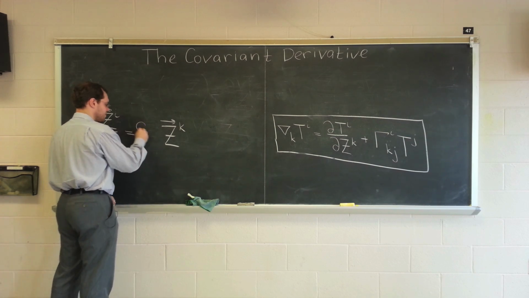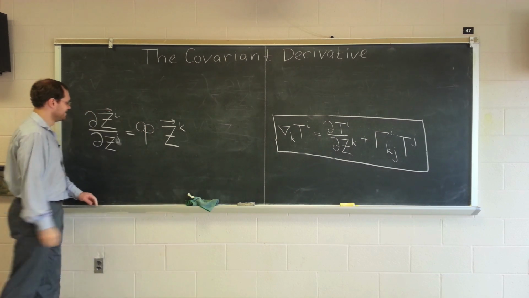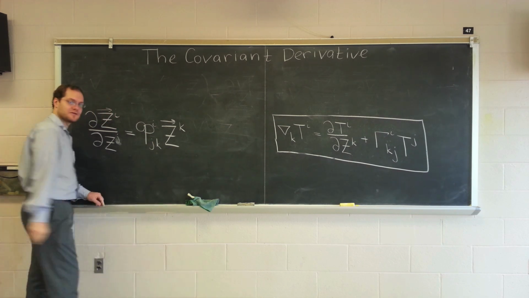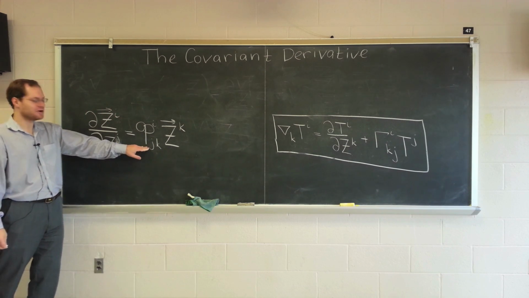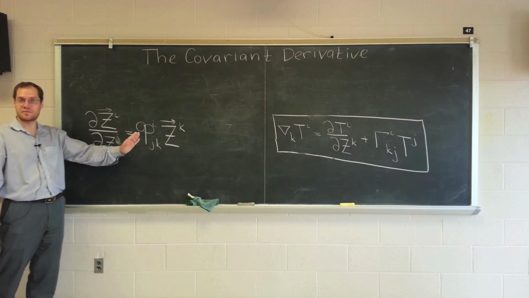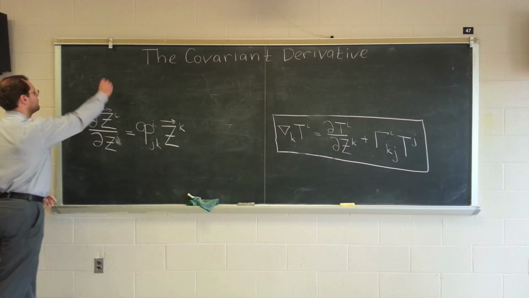Phi, so it would be I upper, J lower, K lower. Right? Are these somehow related to the Christoffel symbol? The answer is yes. Here's how.